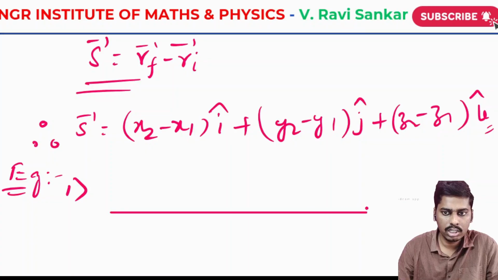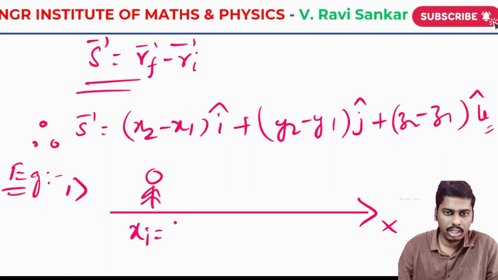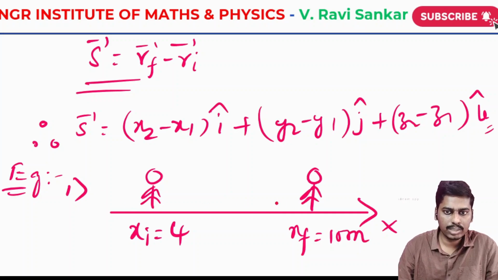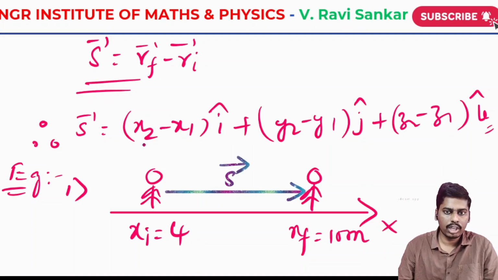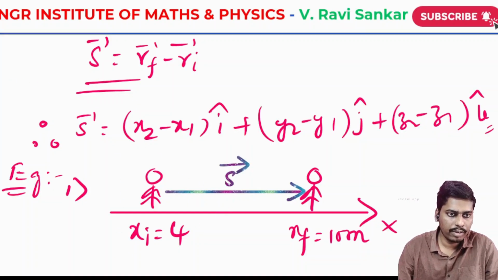Suppose this is the x-axis, and there is a person over here, initially at the 4 meter position, and finally at the 10-meter position. What is the displacement? The displacement is nothing but the vector joining the initial position to the final position. It's a straight line joining the initial position to the final position. This is S vector.